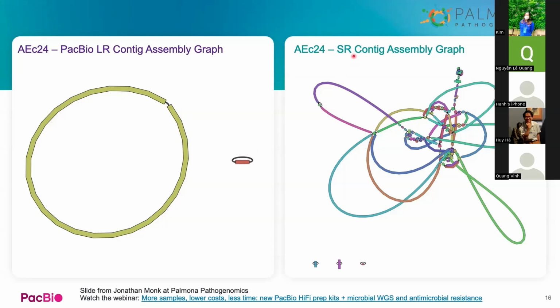Whereas for the short read sequencing, you can see the contig assembly graph is very complicated because of the nature of the short reads, right? So it is more challenging to combine all these different contigs together to form the genome. Whereas with long read sequencing, we are sequencing through the entire genome itself, so the contig assembly graph is much easier to look at. A genome that looks like this will also impact your downstream analysis, if you're plotting things like phylogenetic trees.